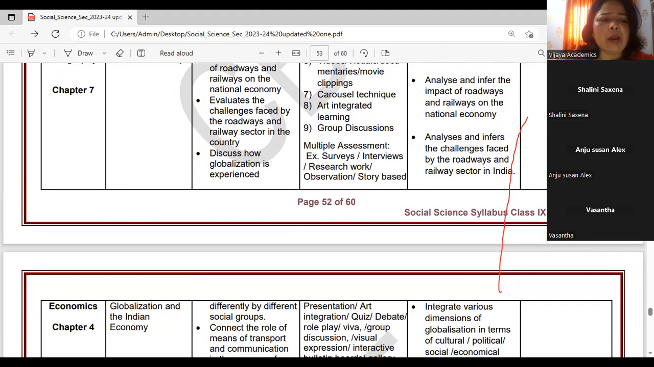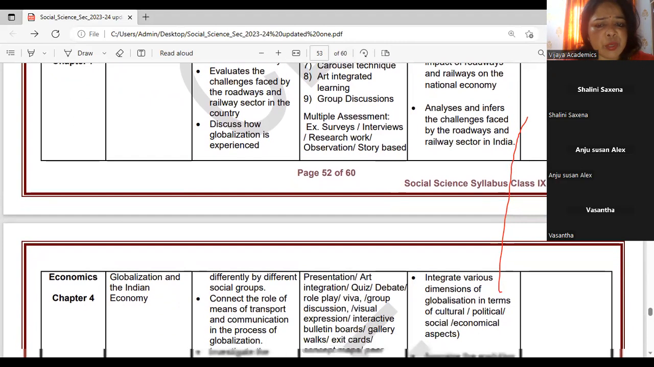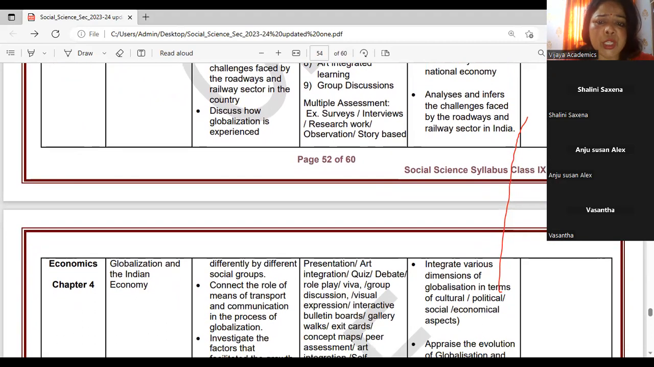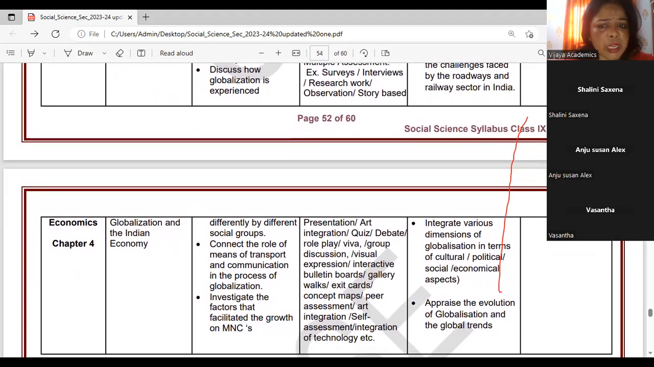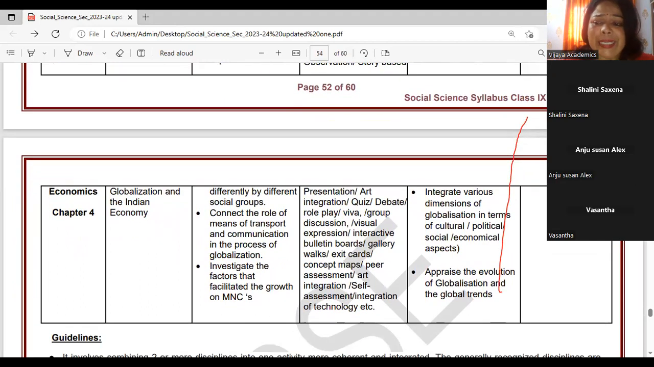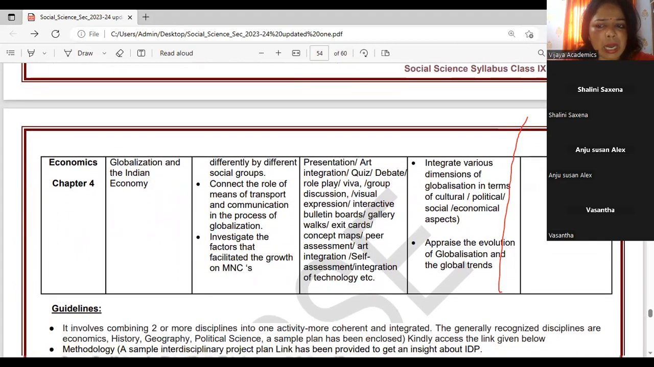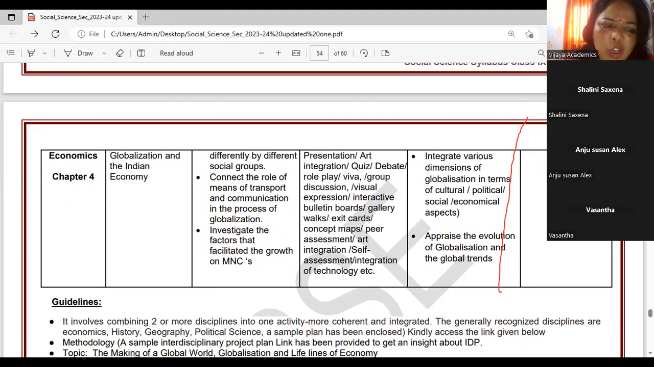Afterwards, if you go downside, here they have given multiple assessment. In this, you are going to tell your students to make a survey, take interviews, do research work, observation, story-based presentation. Everything is given in detail.